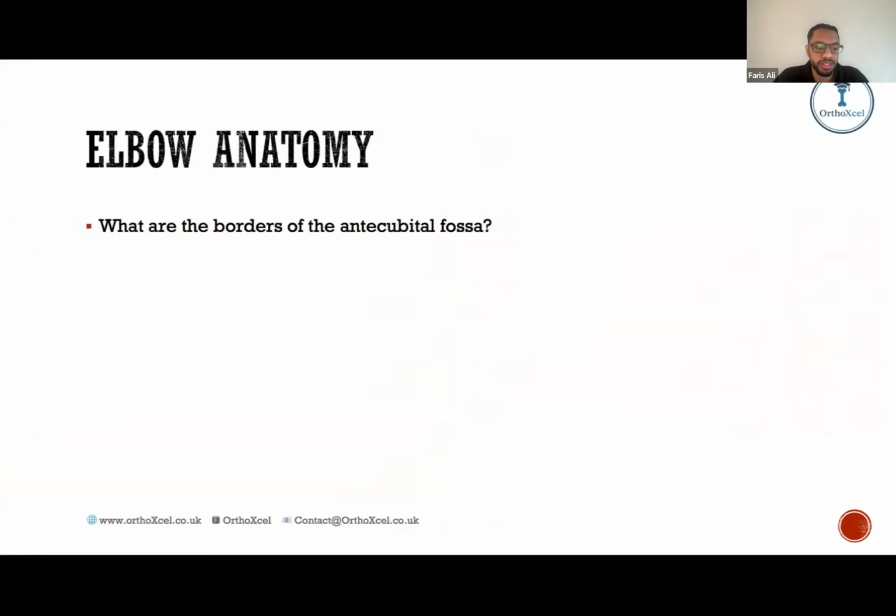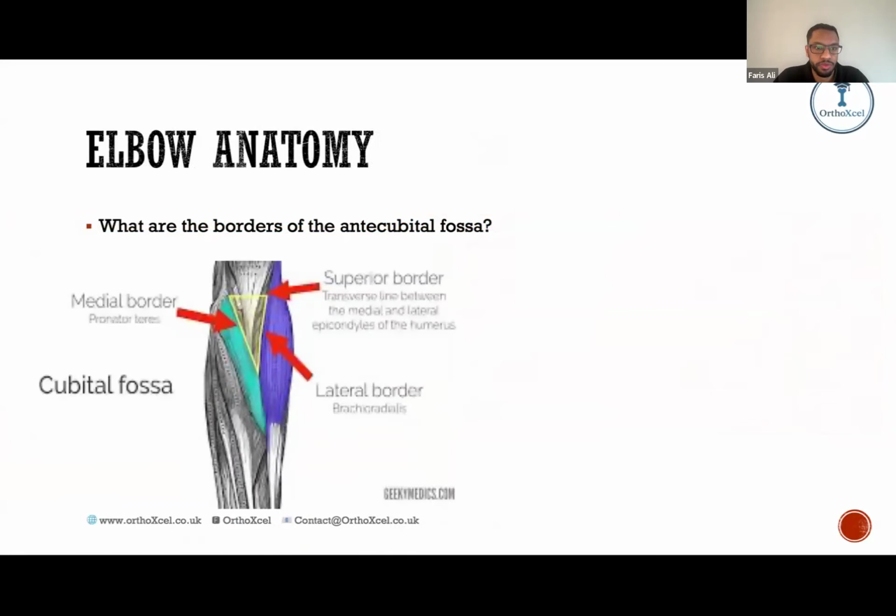Another question I can ask you is, what are the borders of the antecubital fossa? You have your medial border from the pronator teres, and the superior border is the transverse line between the medial and lateral epicondyles of the humerus, and the lateral border is the brachioradialis. They can then also ask what the contents are. A nice way I always remembered it, from lateral to medial, is TAN: T is the tendon of biceps, A is the artery, the brachial artery, and N is the median nerve.